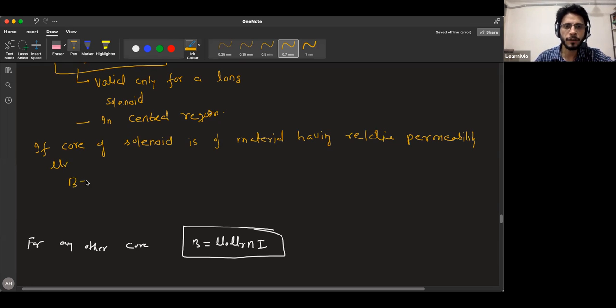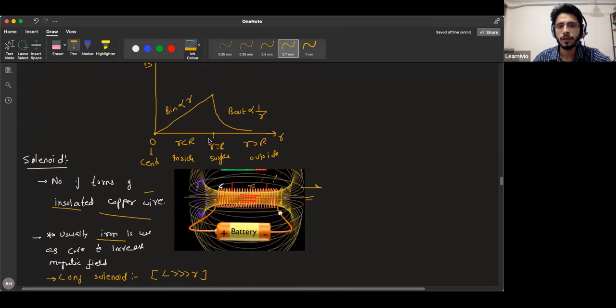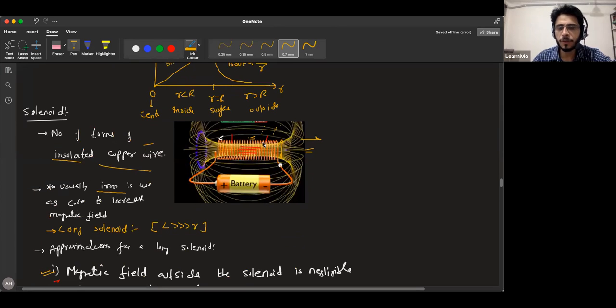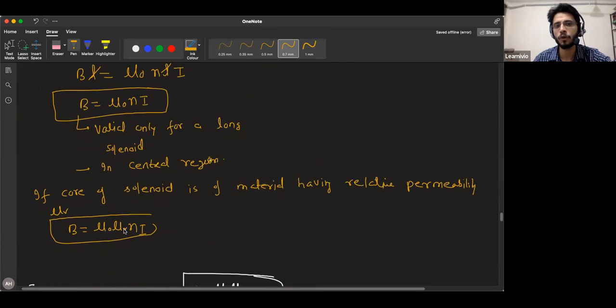Then you can write that your magnetic field is mu naught mu r n I. We just multiply this mu naught with the relative permeability of the core. If the core is something else, meaning in between the turns you place some other material, like an iron slab, then your magnetic field will be mu naught mu r n I.